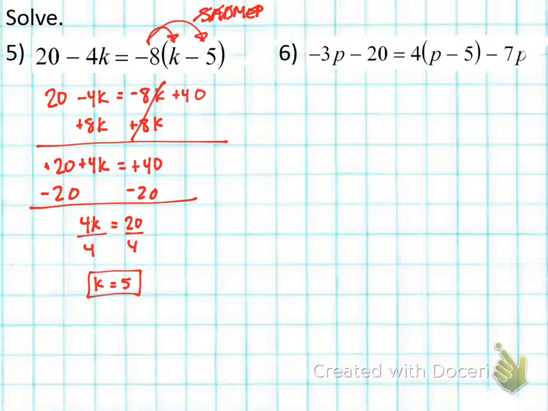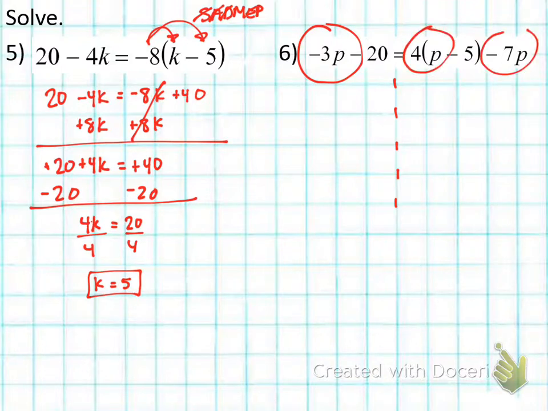Number 6. Okay. What's the name of our variable here? P. So there's a P here on the left-hand side of my fence, right? Of course, draw the fence first. And then there's a 4 times P here, and then we have negative 7P here, right? So we got a lot of variables all over the place, right? Y'all see that? So the first thing we want to do is let's just distribute the left-hand side. I mean the right-hand side.